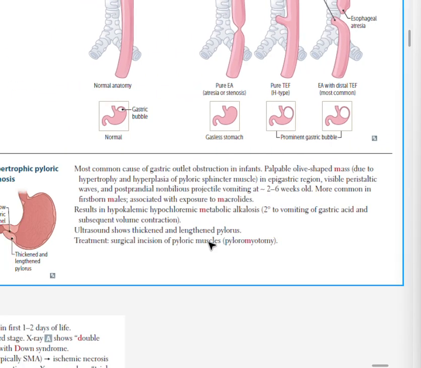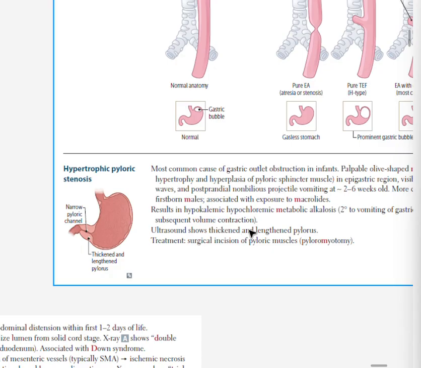Treatment is surgical incision of the pyloric muscles. This is called pyloromyotomy. It's more common in firstborn males. It's associated with exposure to macrolides like erythromycin. There's a history of it being associated with erythromycin use. It results in hypokalemic, hypochloremic, metabolic alkalosis, secondary to vomiting of gastric acid and subsequent volume contraction.